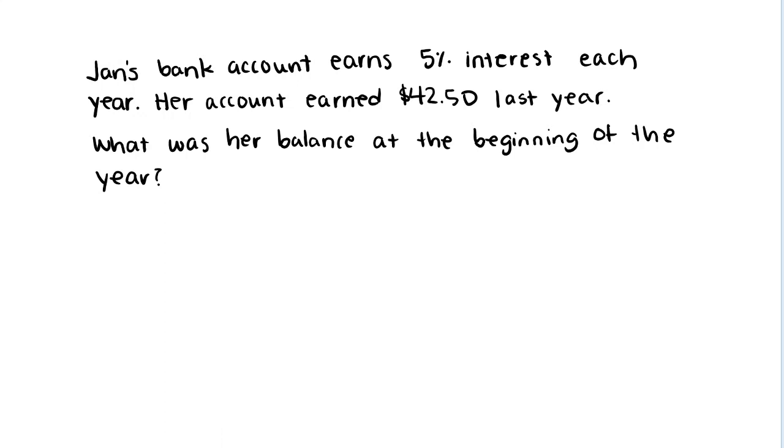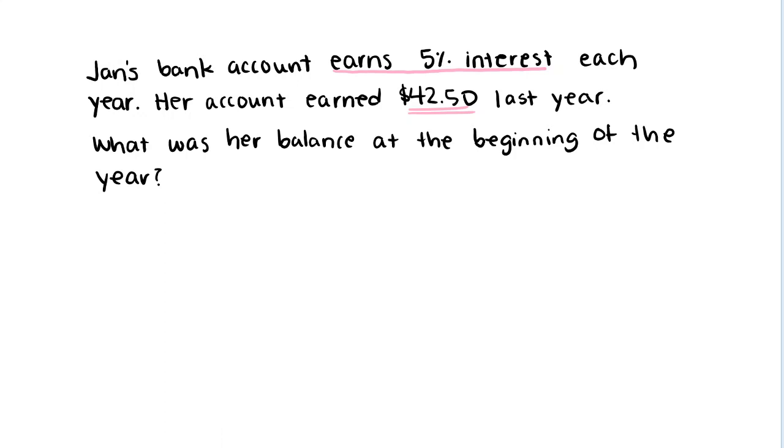So I have two more examples I'd like to share with you that are a little bit more applied. This first example says that Jan's bank account earns 5% interest each year. So what does this mean? This means that at the end of the year, we take 5% of how much she has in the bank, and then that's added on to her amount in the bank. So she's gaining more money at the end of every year. It says her account earned $42.50 last year. So this was 5% of her bank account amount that she's getting added on to the amount in her bank. And it says, what was her balance at the beginning of the year?